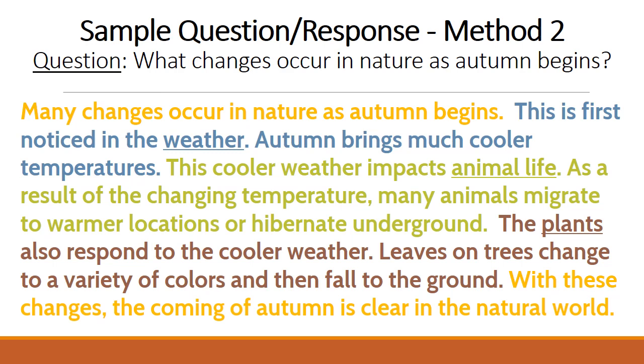The plants also respond to the cooler weather. Leaves on trees change to a variety of colors and then fall to the ground. Finally, I wrap it up with a concluding sentence. With these changes, the coming of autumn is clear in the natural world.